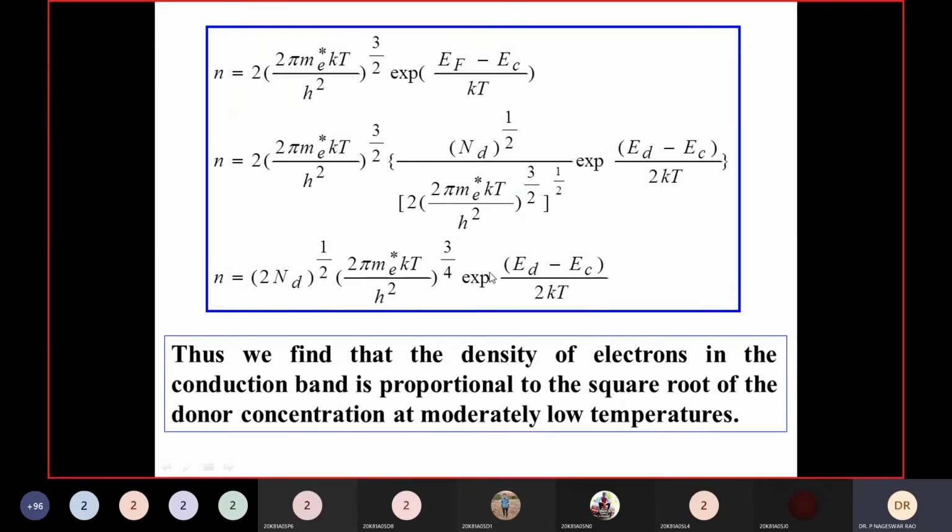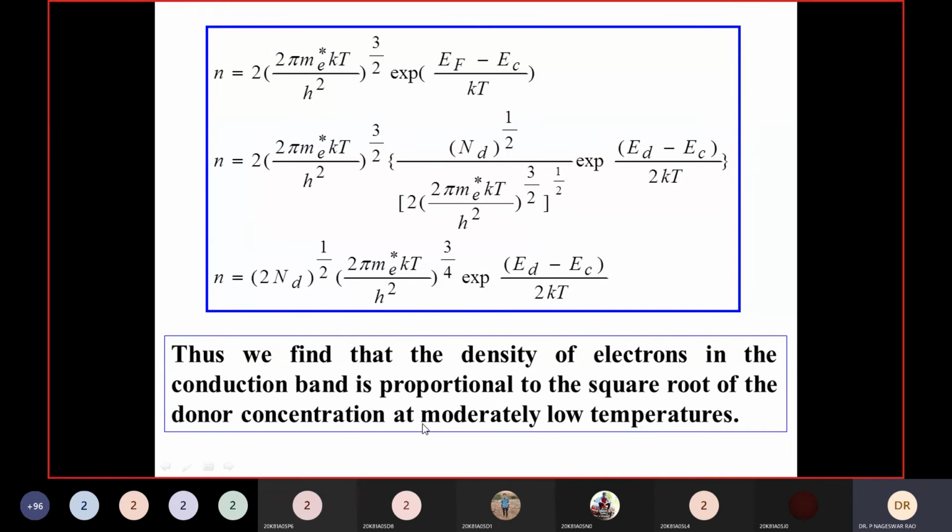semiconductors. Density of electrons in the case of extrinsic, that means n-type semiconductor. Here this is ND, so the density of electrons is proportional to ND. That means ND is the number of donor levels, the number of donor electrons. See here, thus we find that the density of electrons in the conduction band is proportional to the square root of the donor concentration at moderately low temperatures.